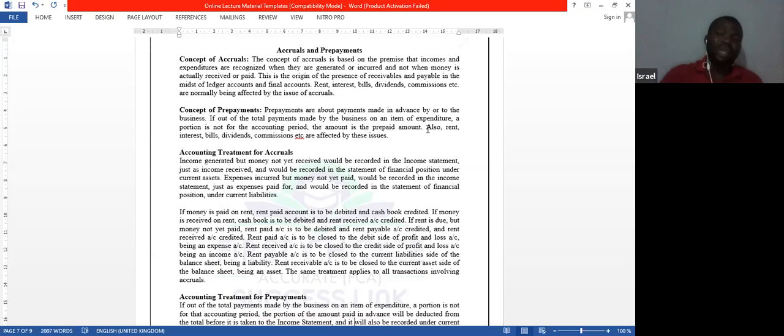So they show that this service has been consumed by the company through me, that I've rendered it to them and they have consumed it, but they are yet to pay me. So assuming they have paid me, the second leg is going to credit the bank account. But because they have not paid me, it will credit my liability account as accrued expenses, salary accrued, because they are yet to pay me.